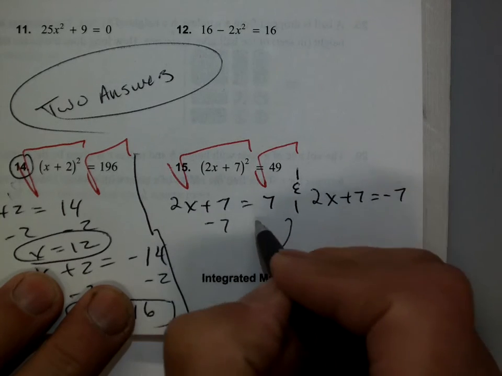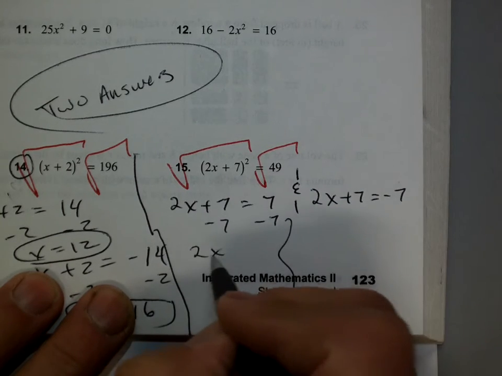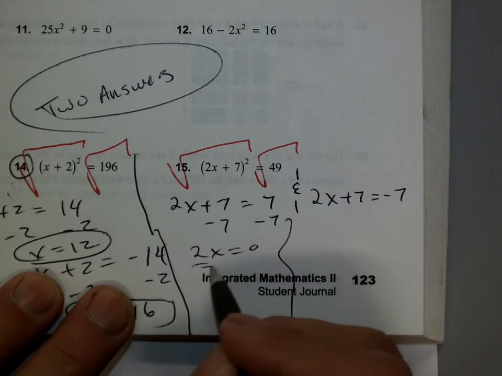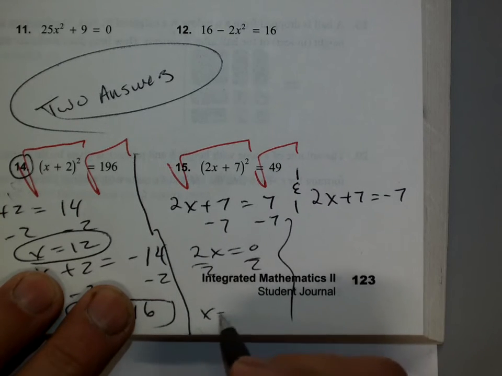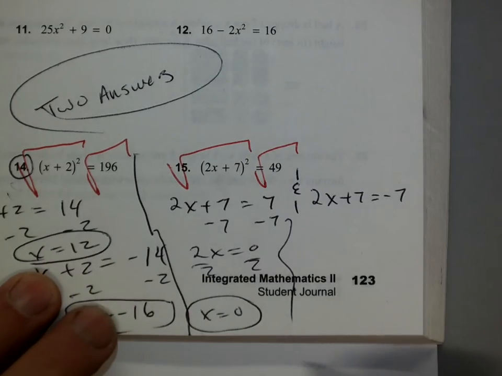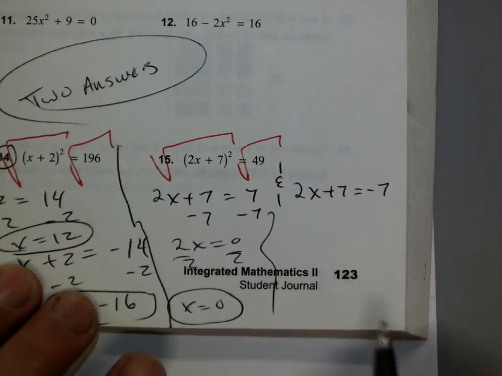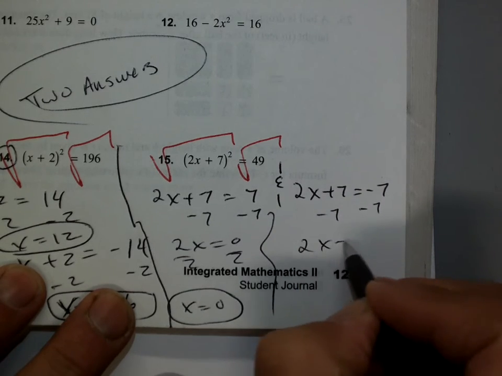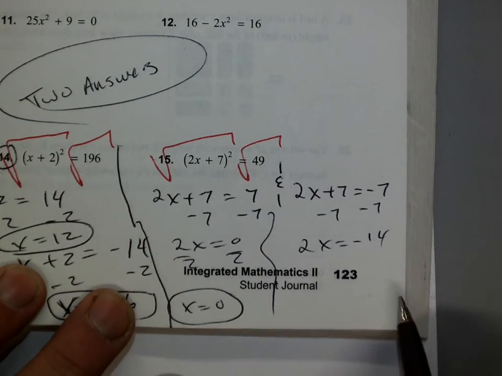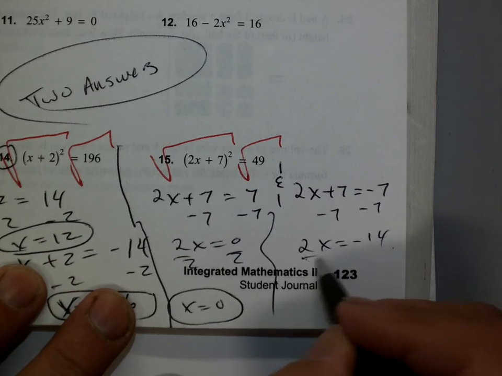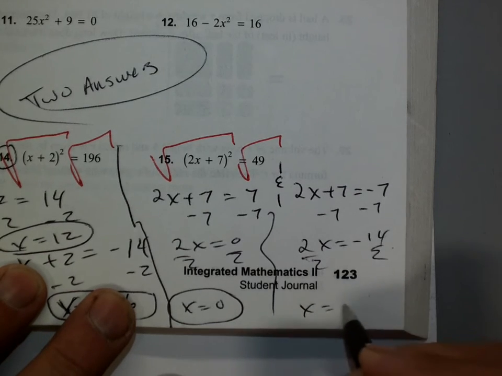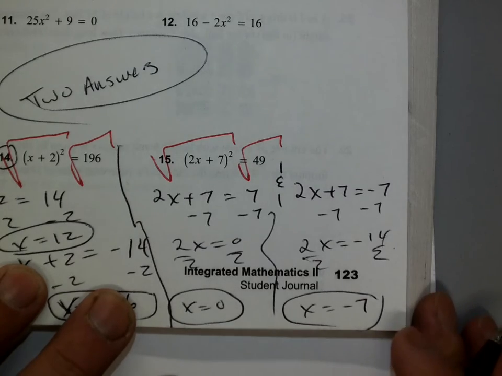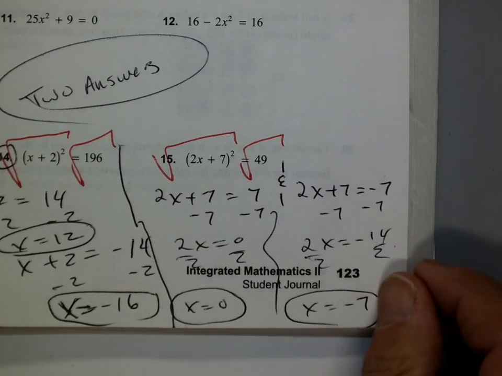First one: minus 7, minus 7. 2x equals 0. Divide by 2, divide by 2. One answer is x equals 0. Second answer: minus 7, minus 7. I get 2x equals negative 14. Divide by 2, divide by 2. x equals negative 7. Okay, so I end up with two answers, 0 and negative 7.